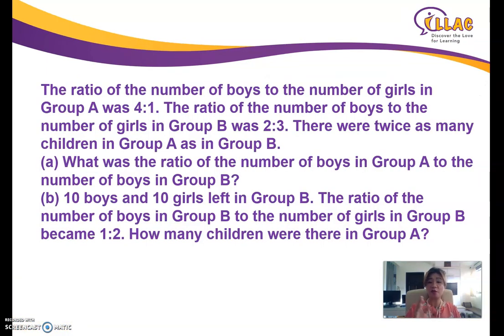The ratio of the number of boys to the number of girls in group A was 4:1. The ratio of the number of boys to the number of girls in group B was 2:3. There were twice as many children in group A as in group B. Okay, so you see, 4:1 is actually 5 units, 2:3 is actually 5 units. How can that be twice as many? Okay, so something to think about. Later we will get on to that. What was the ratio of the number of boys in group A to the number of boys in group B?